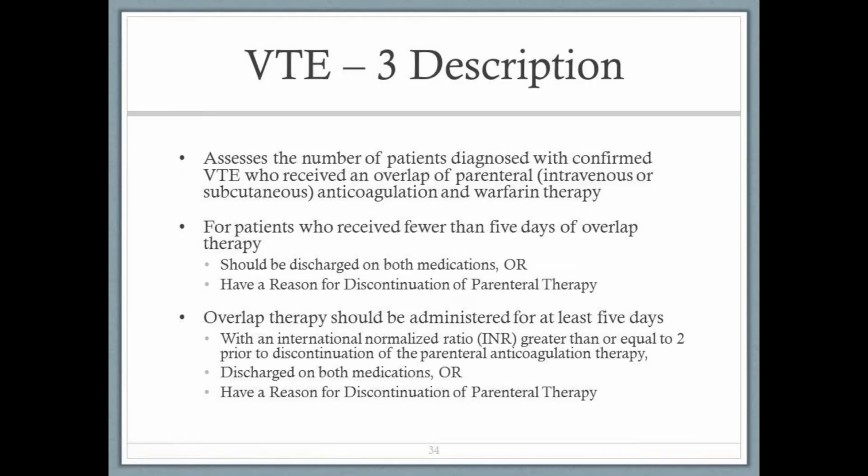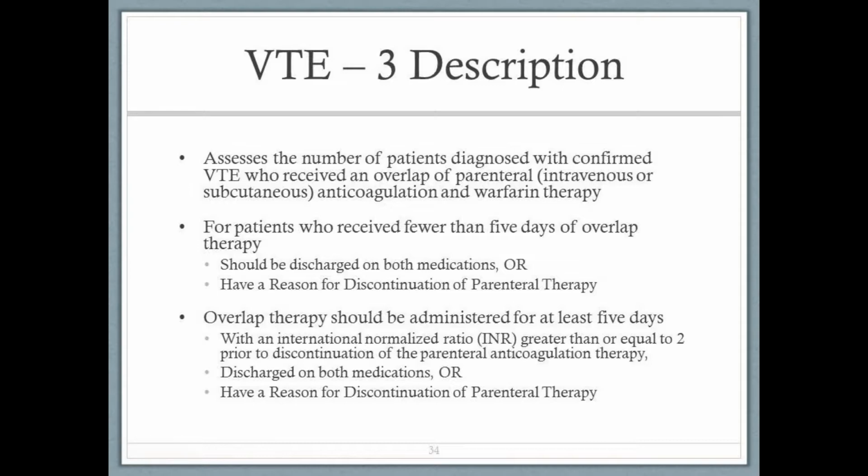So VTE number 3 is called VTE patients with anticoagulation overlap therapy. And what this measure does is it assesses the number of patients diagnosed with confirmed VTE who receive an overlap of parenteral anticoagulation and warfarin therapy. And that's the exact description from the specifications manual. And it applies to those patients, and the magic number here is going to be 5.